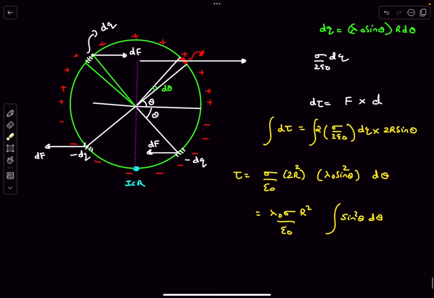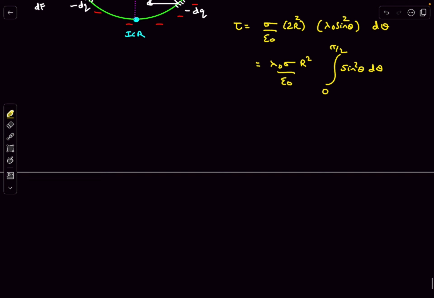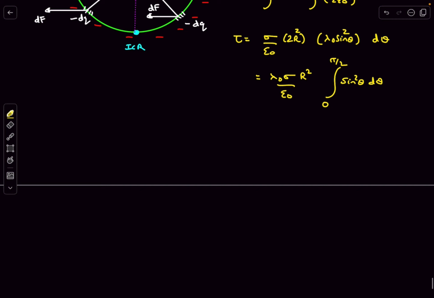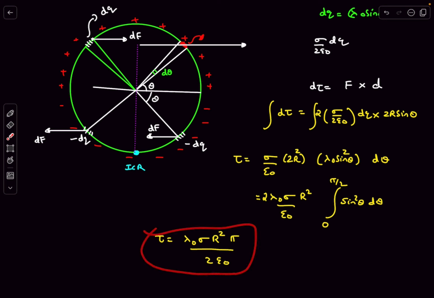Now guys, the limits of theta are pretty important here. If I start from theta equals 0 to theta equals 90, then it will cover all of these charges. As we took a symmetrical charge on the left side, all those charges will also be covered. So basically the entire ring will be covered if I go from theta equals 0 to theta equals 90. So our limits of theta will be from 0 to pi by 2. And the integral of sine square theta from 0 to pi by 2 comes out to be pi by 4. You can use the King's rule here. Once you integrate this, this is the torque due to the electrical forces.